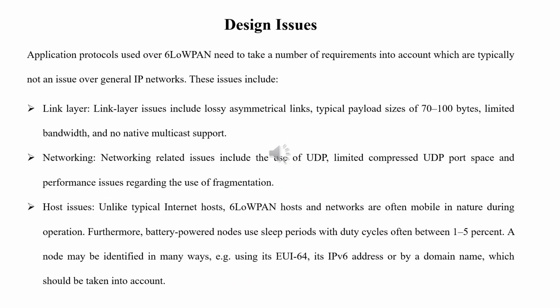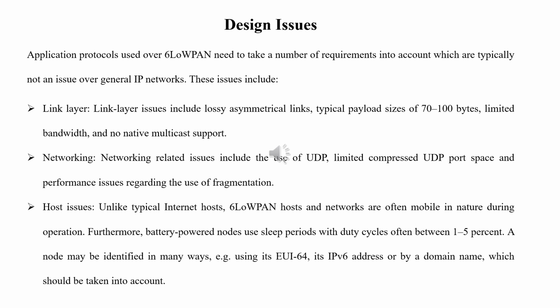Application protocols used over 6LoWPAN need to take a number of requirements into account which are typically not an issue over general IP networks. These issues include link layer issues: loosely asymmetrical links, typical payload size of 70 to 100 bytes, limited bandwidth, and no native multicast support. Next is networking. Networking-related issues include the use of UDP, limited compressed UDP port space, and performance issues regarding the use of fragmentation.